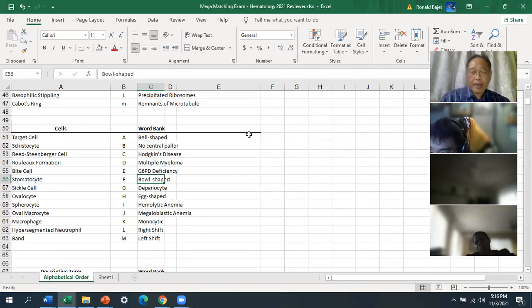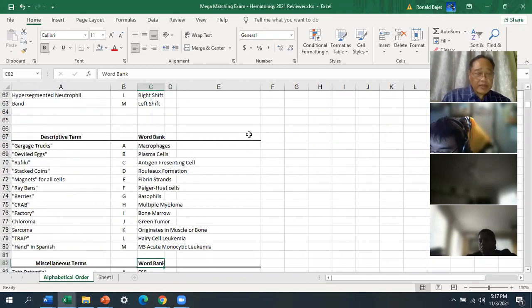Stomatocyte, the shape of a stomatocyte is a bowl-shaped cell. Another name for sickle cell is drepanocyte. Ovalocytes are egg-shaped. Spherocytes are seen in hemolytic anemia. Oval macrocyte is a term I use when I talk about B12 deficiency, and that's in a megaloblastic anemia. Macrophage is the next stage after monocyte. Macrophages are monocytic. Hypersegmented neutrophil is a right shift, and a band is a left shift. So these are cells, okay? So you have a cell section.